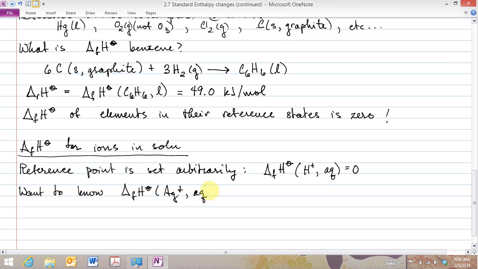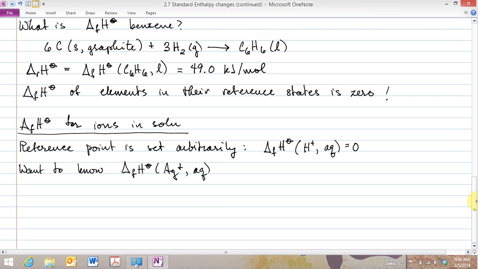In solution. And let's say that we have measured the enthalpy of formation of hydrobromic acid. And that was measured to be negative 122 kilojoules per mole. Okay, so we measured that.